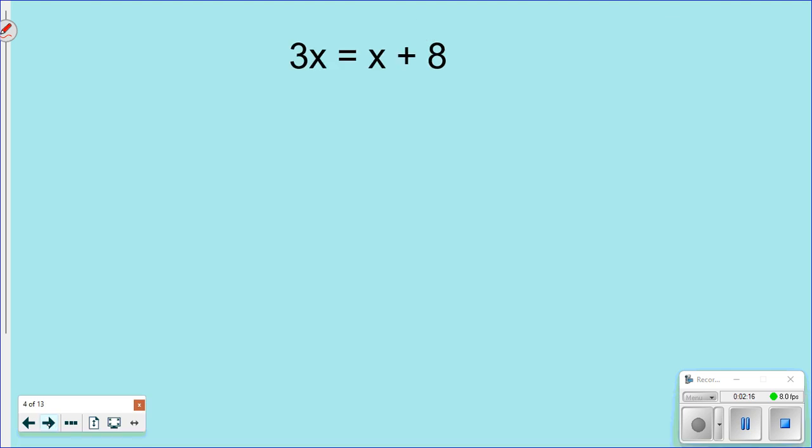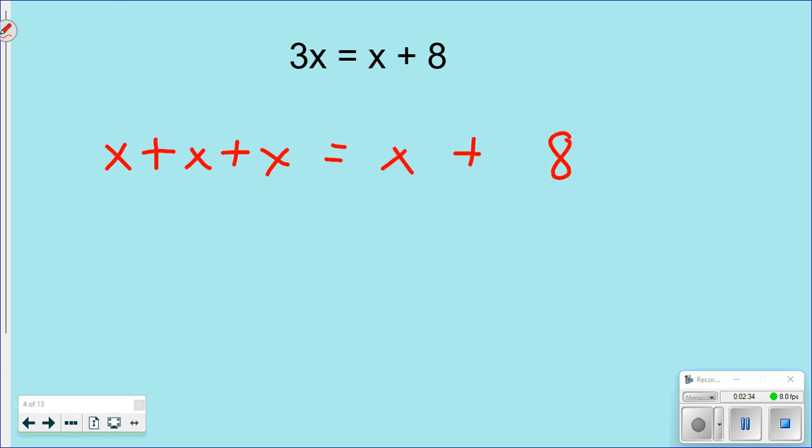All right, so before I solve this, what I'm going to do is I'm going to draw a picture of what this looks like. This is 3x equals x plus 8. So what this looks like is x plus x plus x. Okay, so this is 3x right here equals x plus 8.